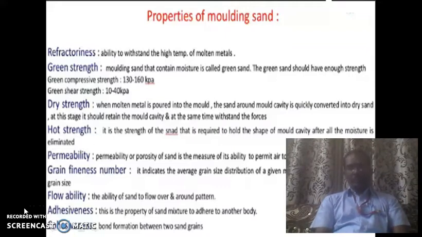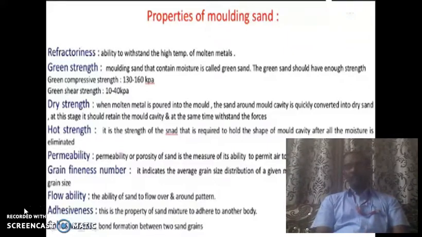Next one is adhesiveness. It is the property of the sand mixture to stick onto another body. For example, at the time of making the mold, the sand has to stick to the molding box. The molding box is made of ferrous metal, so the sand should have the ability to stick to another body also.